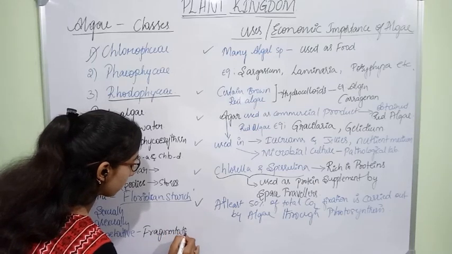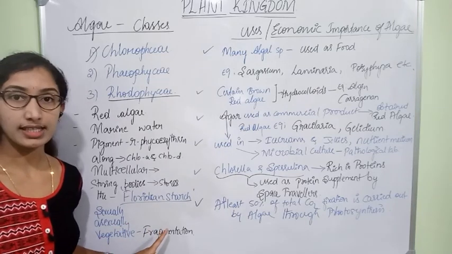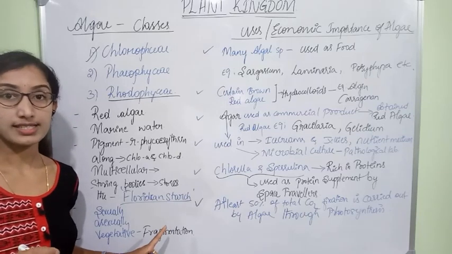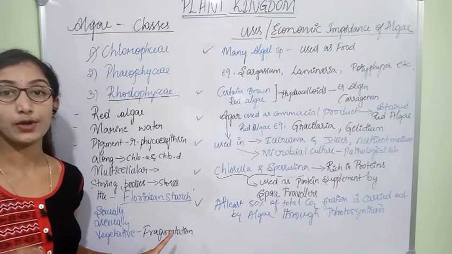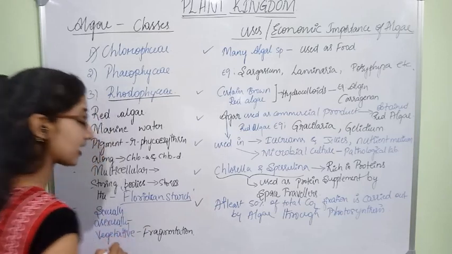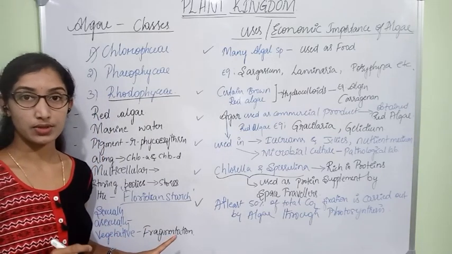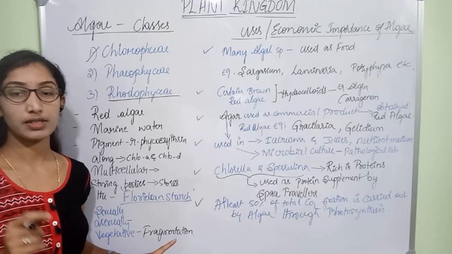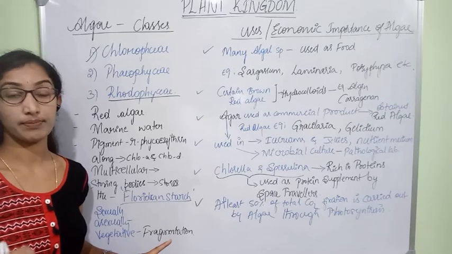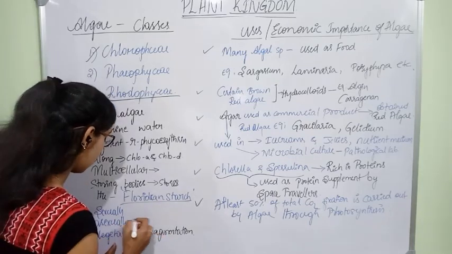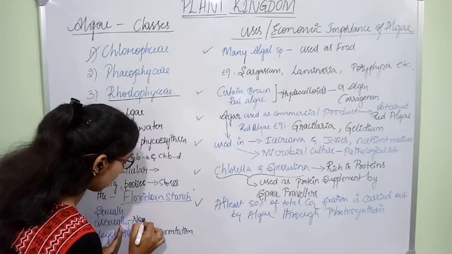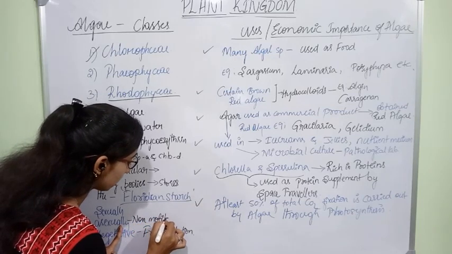And when we see asexual reproduction, it occurs by the presence of non-motile spores, meaning the spores are not movable. The asexual type of reproduction takes place by the non-motile spores.